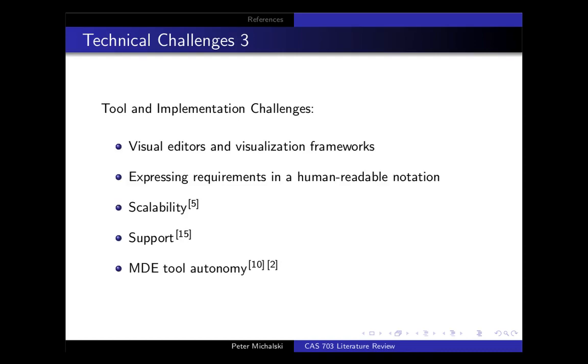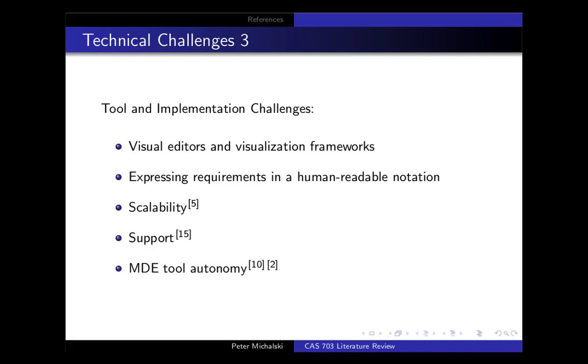Tool and implementation challenges. Lack of good tooling is mentioned in the article as one key aspect hampering the adoption of MDE. They mention that there's lots of good visual editors and visualization frameworks available, and that these help with working with complex problems. However, difficulties regarding their use are encountered. They suggest that further analysis regarding where current frameworks and tools fall short is needed.